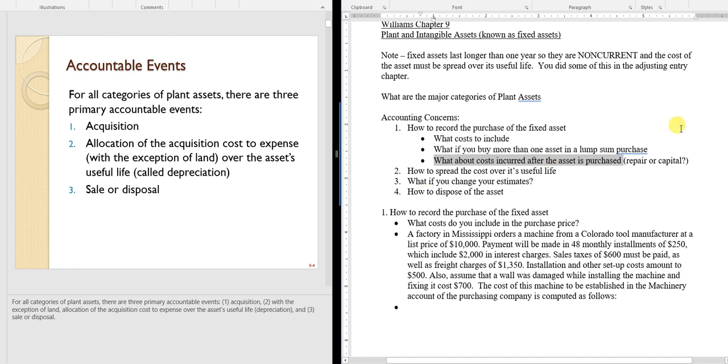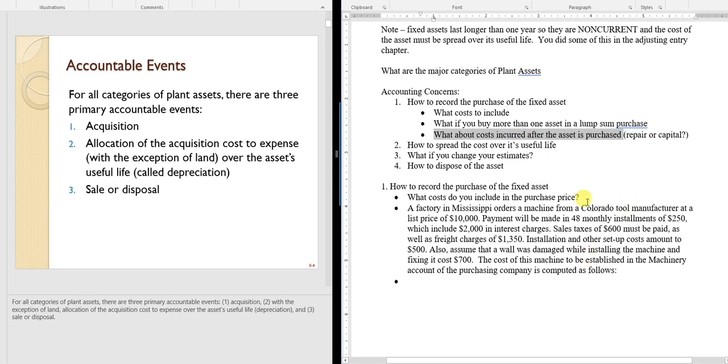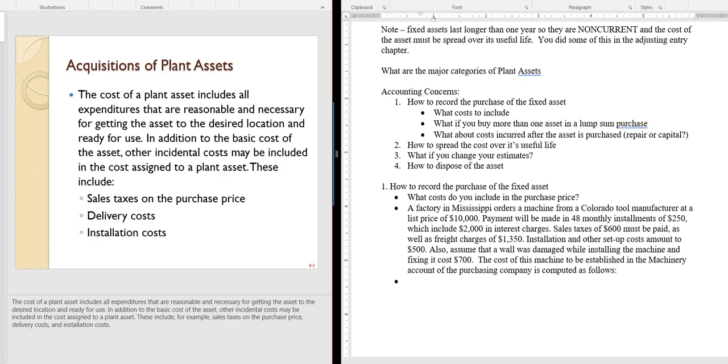As you study, please categorize them in your mind in these 4 areas, however your mind wants to categorize them, and say, okay, what do I do to purchase it? What do I need to know? What are those things? Okay. So the first thing we're going to talk about is what costs we include in the purchase price.